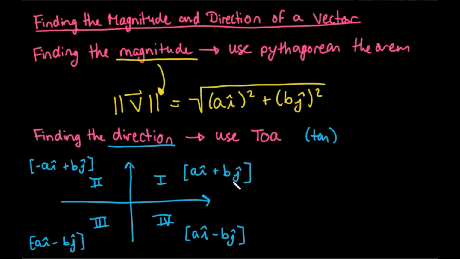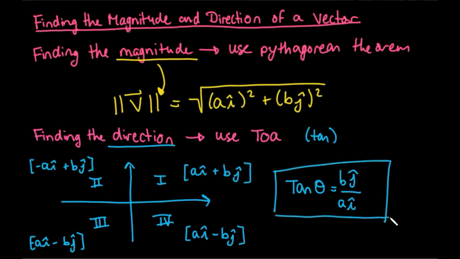So once you have determined which quadrant your vector is in, you are going to use the following formula. Tan of theta is equal to your j vector divided by your i vector. And you don't have to worry about any negatives in here. You can just put it in as normal. So this is the formula that you would use to find your angle.